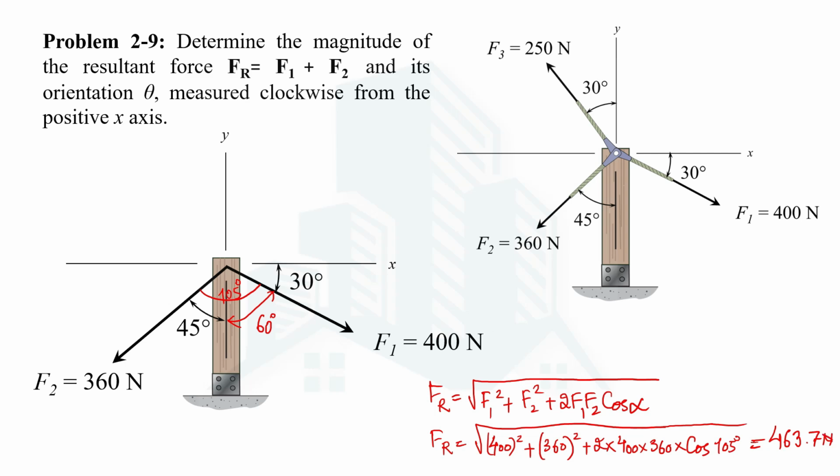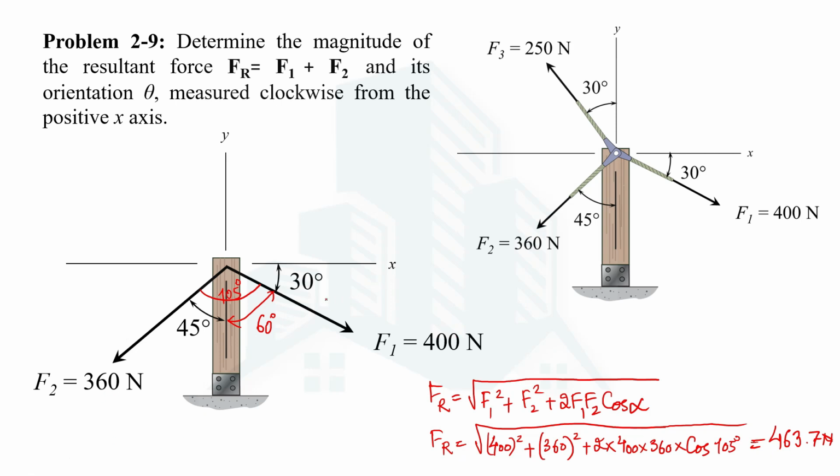Now after having the resultant of F1 and F2, the next thing we are asked is its orientation, which should be measured clockwise from the positive x-axis. Before finding the orientation of the resultant, we have to speculate about the direction of the resultant force caused by these forces. If you look here, you can see the magnitude of the F1 force is 400 Newton, which is greater than F2, which is 360.